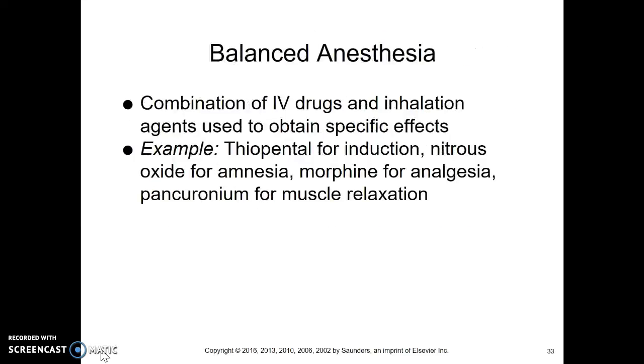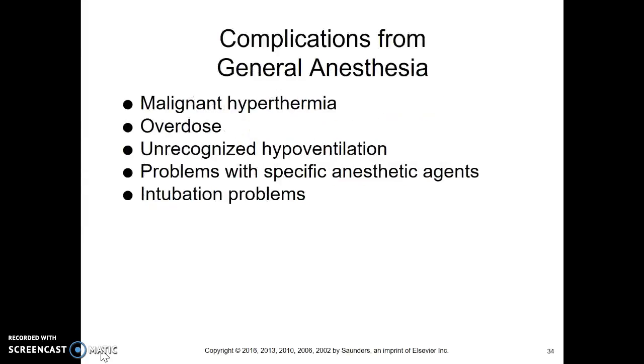when the anesthesia begins to wear off. Again, this is an example of balanced anesthesia, where 4 different drugs are being given for different reasons. And I would encourage you to look at these drug classes. Of course you will for morphine because of pain management, but know these other things like thiopental, nitrous oxide, pancuronium, and look at what drugs are in those categories that are used for those different purposes.